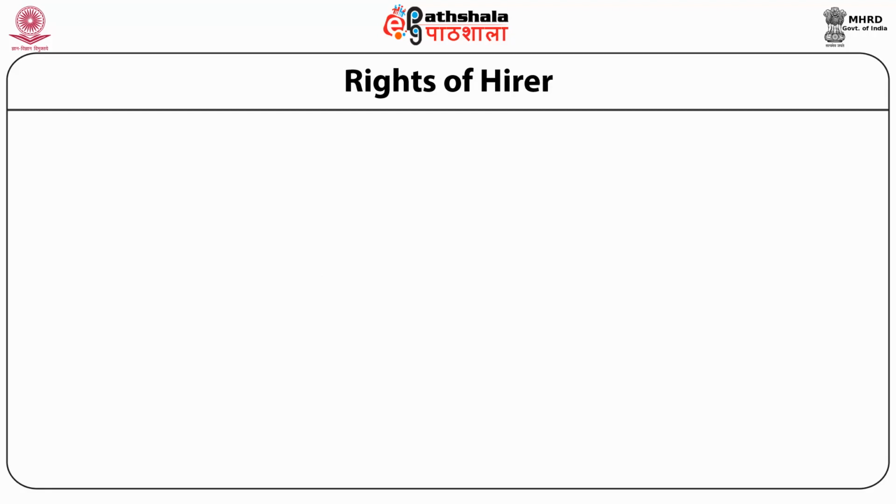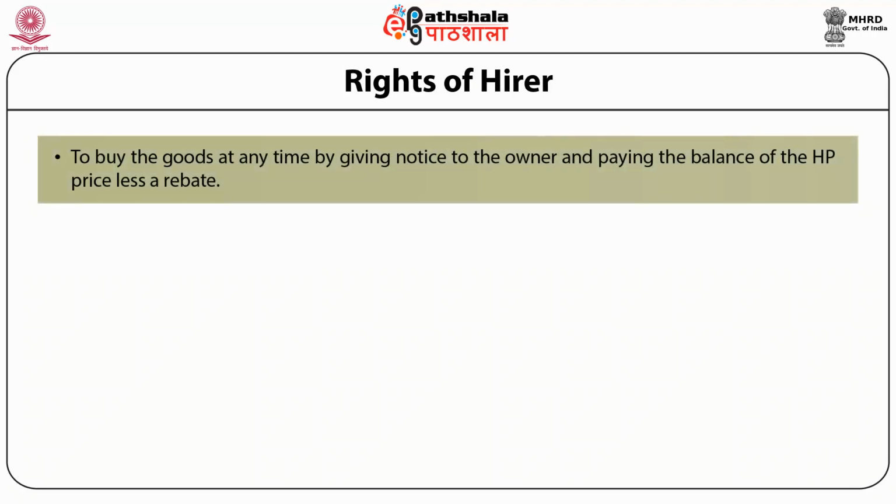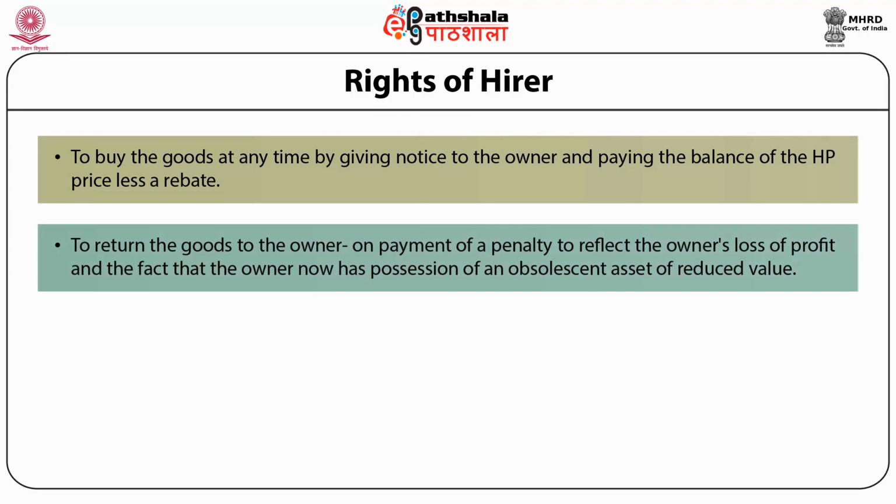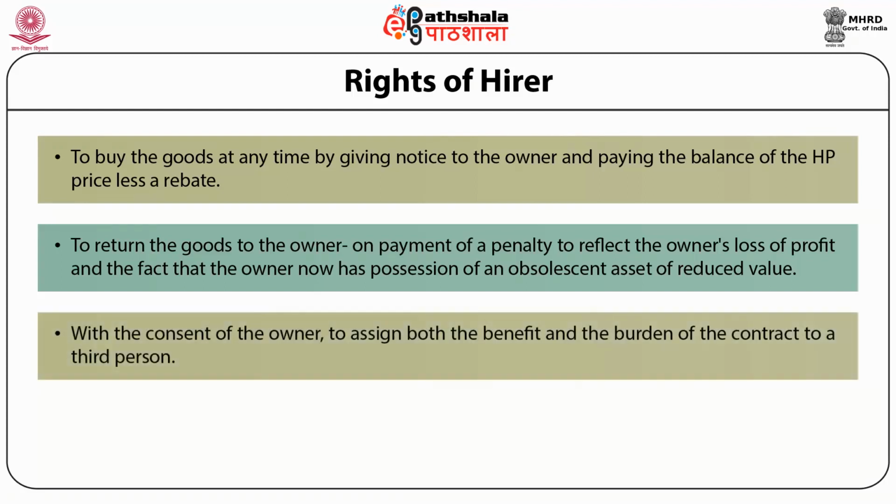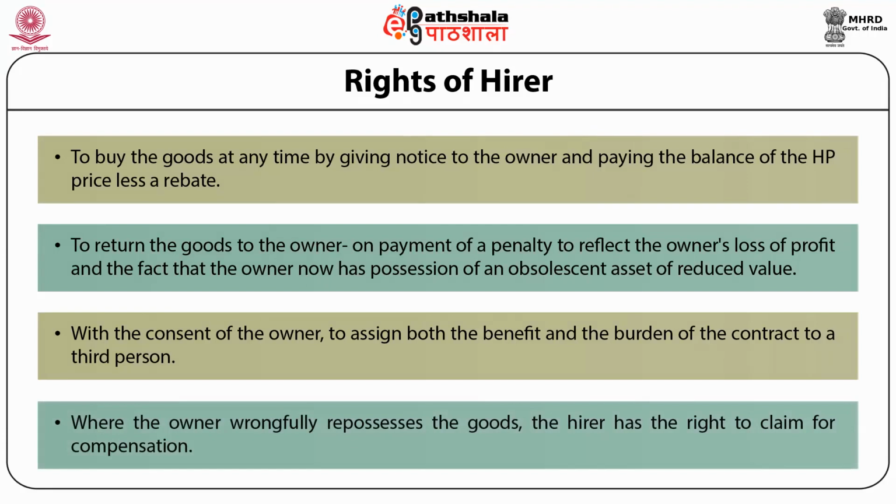Rights of a hirer: to buy the goods at any time by giving notice to the owner and paying the balance of the hire purchase price less a rebate. To return the goods to the owner on payment of a penalty to reflect the owner's loss of profit and the fact that the owner now has possession of an obsolescent asset of reduced value. With the consent of the owner, to assign both the benefit and the burden of the contract to a third person. Where the owner wrongfully repossesses the goods, the hirer has the right to claim compensation.